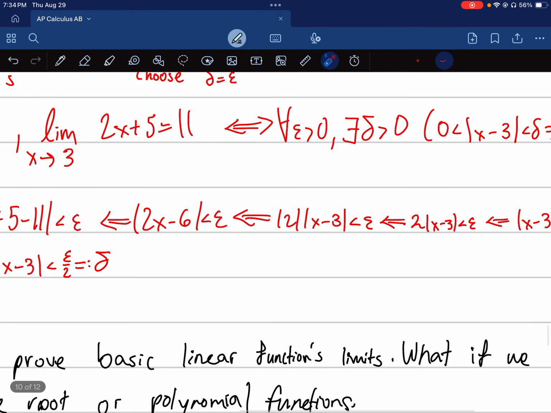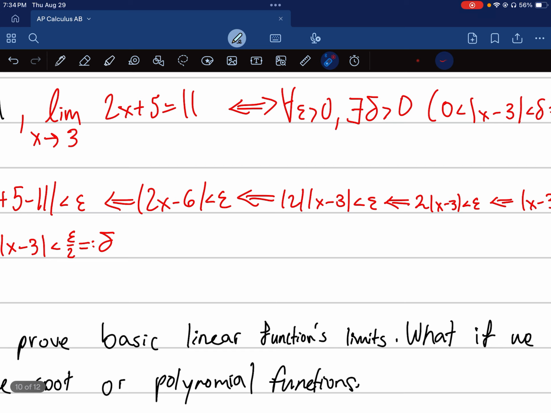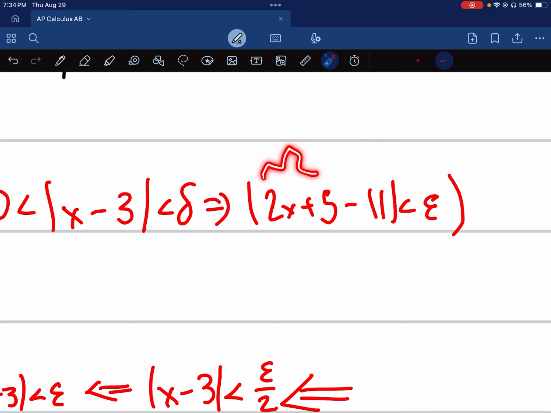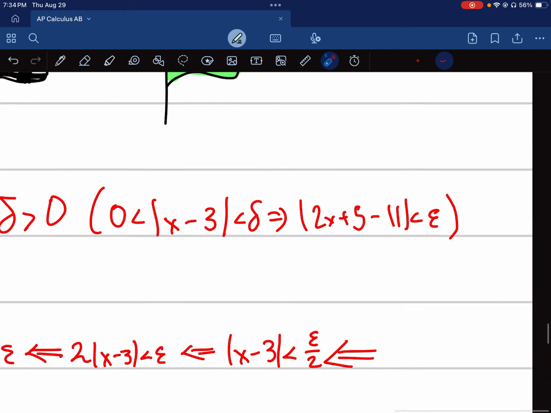Now, how do we prove it using epsilon delta? Well, the limit as x approaches 3 of 2x plus 5 is equal to 11 if and only if, for all epsilon greater than 0, there exists a delta greater than 0, such that 0 is less than the absolute value of x minus 3 is less than delta, implies that the absolute value of 2x plus 5 minus 11, so notice that this is our f of x, and that this is minus L, so we have f of x minus L is less than epsilon.